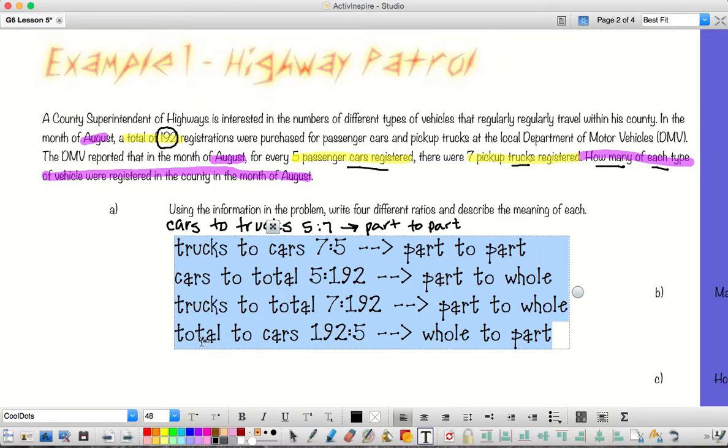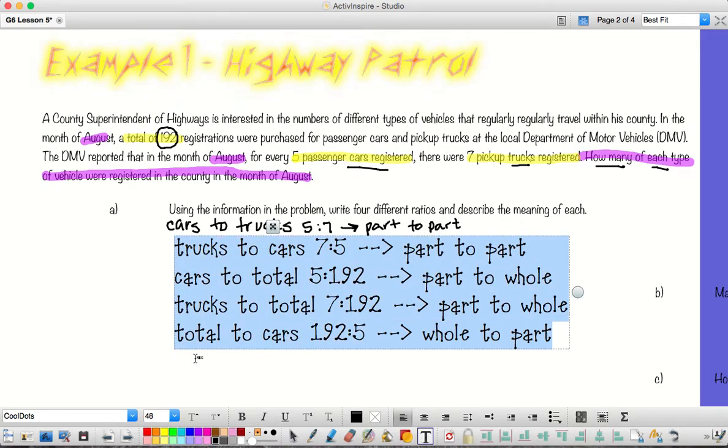192 first in this one, if you did total to cars, and you did 192 where the cars is supposed to go, you did it second. Well, now all of a sudden it sounds like there's 192 cars and only 5 total vehicles. That doesn't make much sense, to have a total of 5 vehicles and 192 of them are cars. So you want to make sure to put those numbers in the right spot.